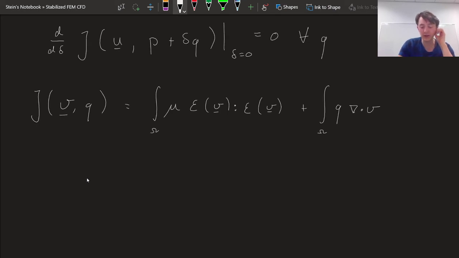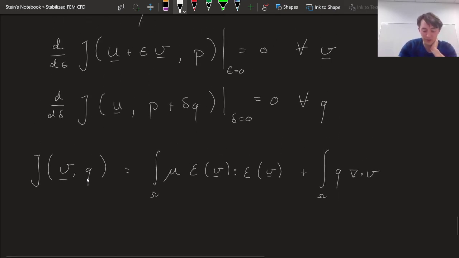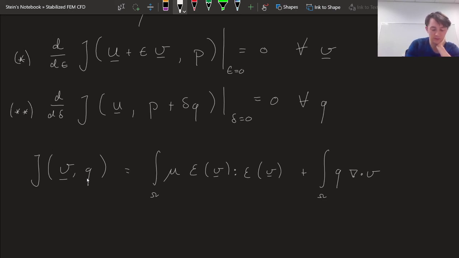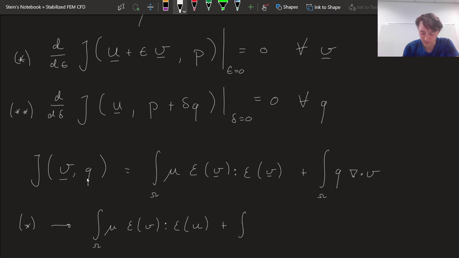That's how we define j. So now I can obtain these Gateau derivatives, and that means that our first statement is going to be that P v is equal to 0.